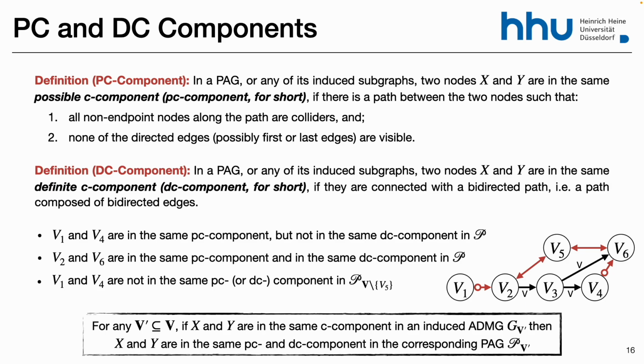So what's the idea of this concept is that it doesn't matter if we are in a subgraph or in the complete graph, but if I have the information that X and Y are in the same C component in a causal diagram, then definitely they are going to be in a PC component in a PEG, right? So if X and Y are in the same C component in the graph, then X and Y are in the same PC component.